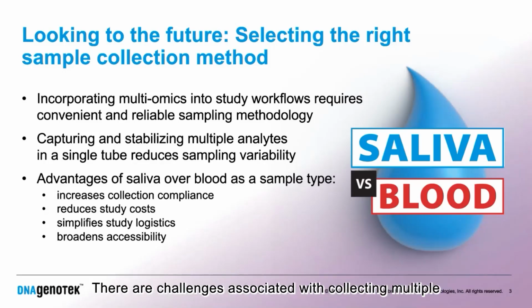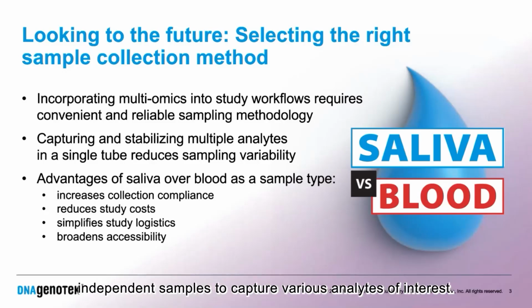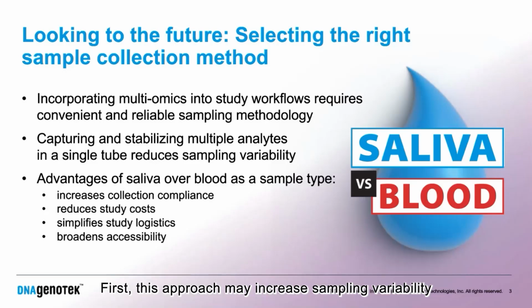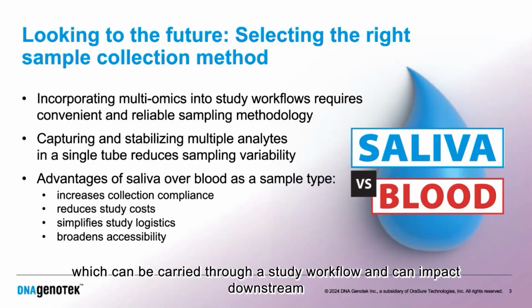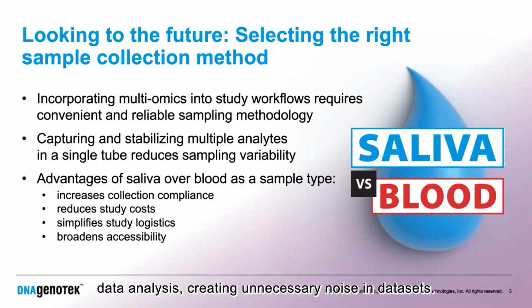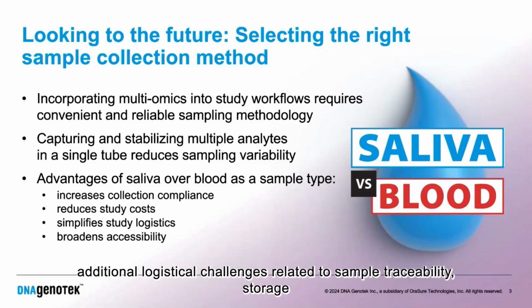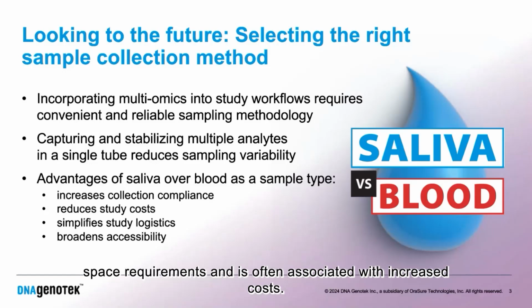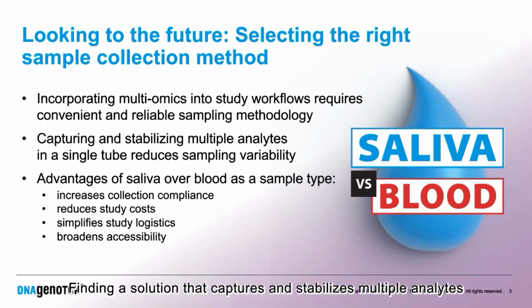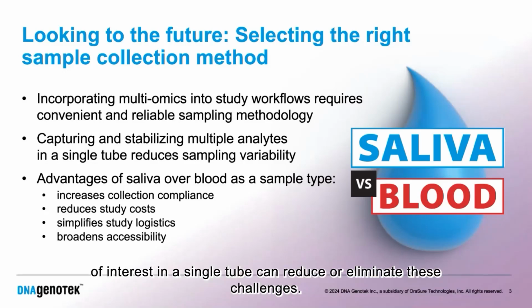There are challenges associated with collecting multiple independent samples to capture various analytes of interest. First, this approach may increase sampling variability, which can be carried through a study workflow and can impact downstream data analysis, creating unnecessary noise in data sets. Next, collecting multiple samples creates additional logistical challenges related to sample traceability, storage space requirements, and is often associated with increased costs. Finding a solution that captures and stabilizes multiple analytes of interest in a single tube can reduce or eliminate these challenges.